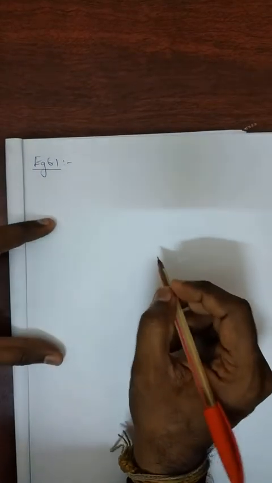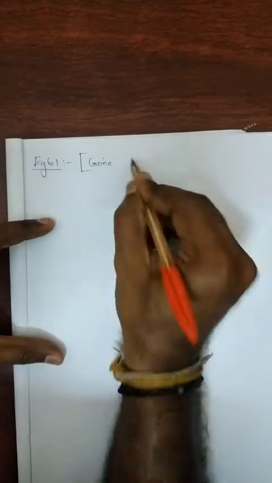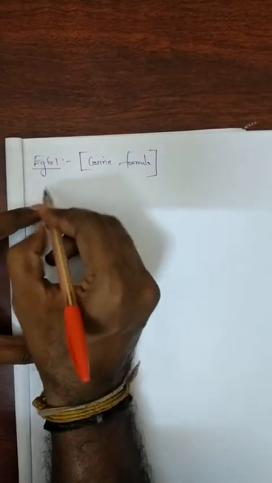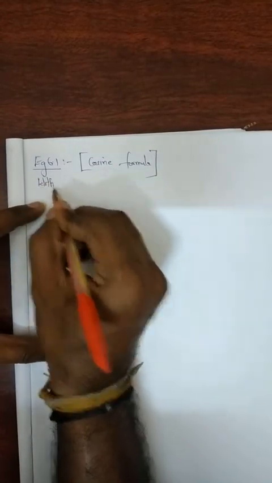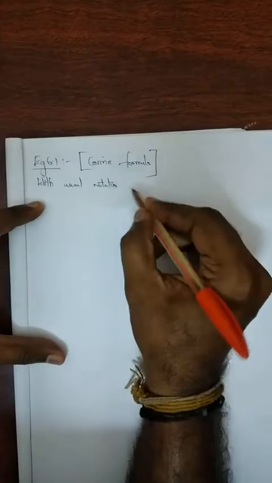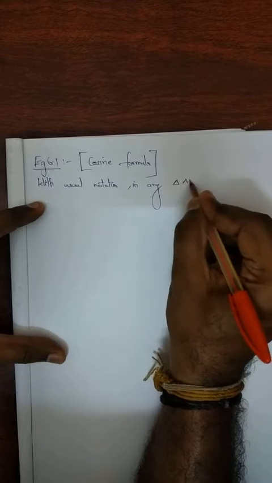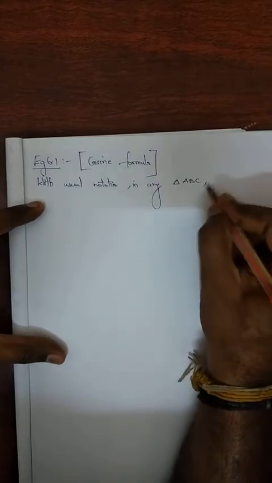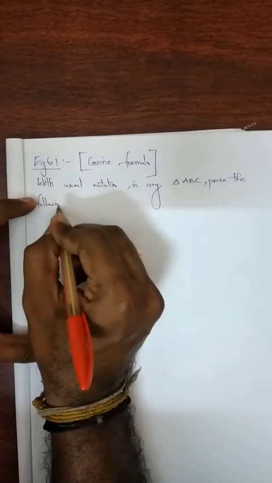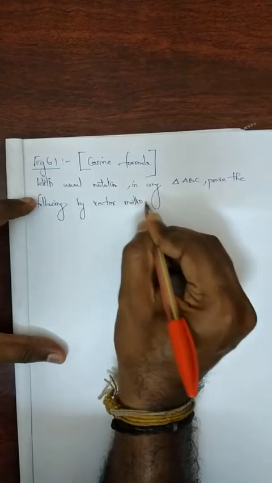In this example 6.1, what is given? They have written the heading as cosine formula. Yes, this is the cosine formula with the usual notation. In any triangle ABC, prove the following by vector method.